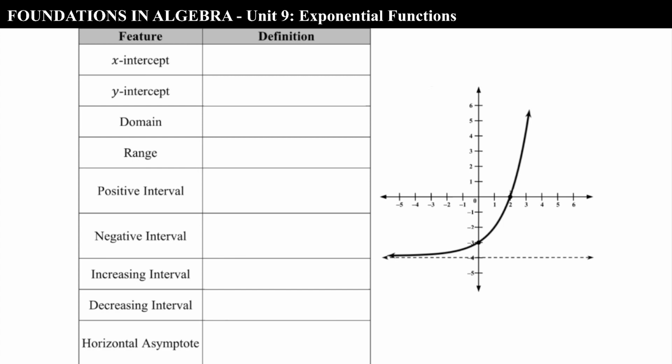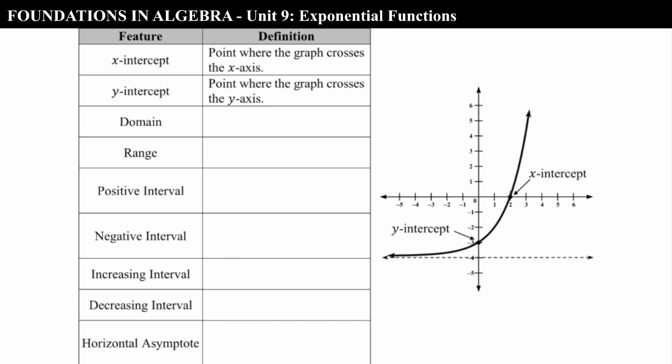So just like in our other function types, an x-intercept is the point where the graph crosses the x-axis, which you have here. The x-intercept on this graph is x equals 2, or the ordered pair (2, 0). The y-intercept is the point where the graph crosses the y-axis. So that would be located here at y equals -3, or at the ordered pair (0, -3).